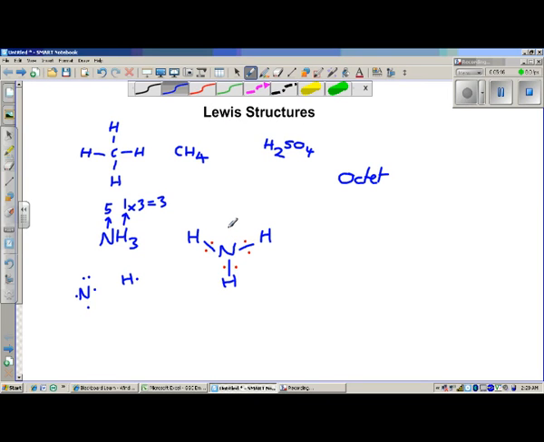Now, can we place any more bonds around the nitrogens to fulfill those 8 electrons? Well, nitrogen wants to form 1, 2, 3 bonds, usually. And it's forming those 3. So we can't give it any more bonds. And if we can't give it any more bonds, we have to use lone pairs. Which means there's got to be a lone pair on the nitrogen here.